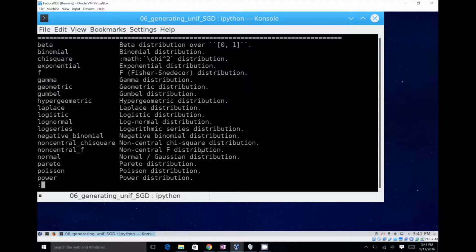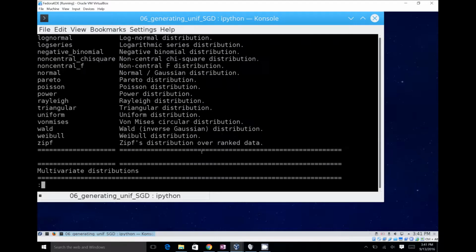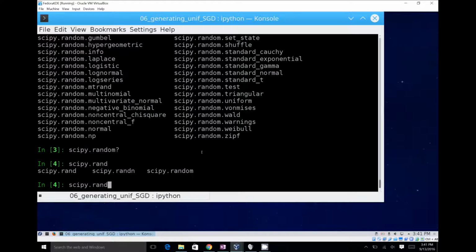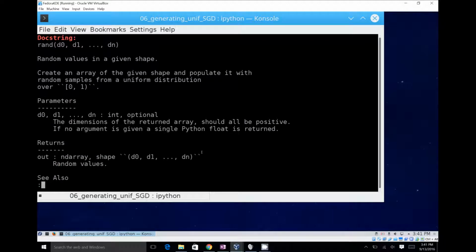Okay, so you guys can read over these, but most of the time you don't even need this module because there's a few other built-in functions. So the two most commonly used ones are scipy.rand and scipy.randn. So let's see some documentation about both of these. So scipy.rand, if I pass d0 up to dn, it generates random values in a given shape.